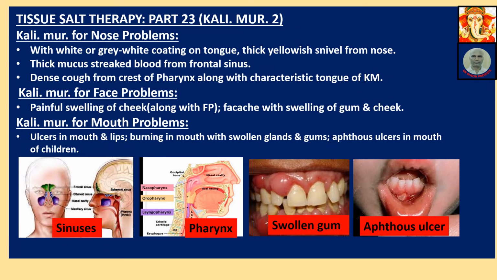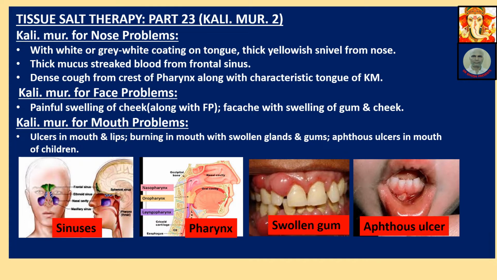Tissue salt therapy, part 23, Calc Mur 2. Calc Mur for nose problems: white or grey-white coating on the tongue, thick yellowish discharge from the nose, thick mucus streaked with blood from the frontal sinus, dense cough from the roof of the pharynx, along with the characteristic tongue of Calc Mur.